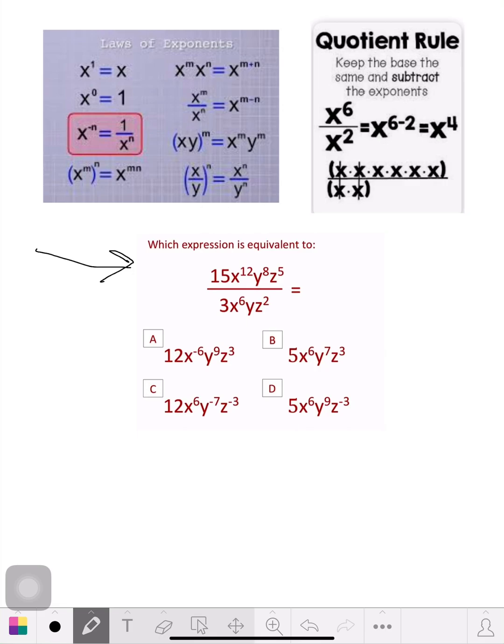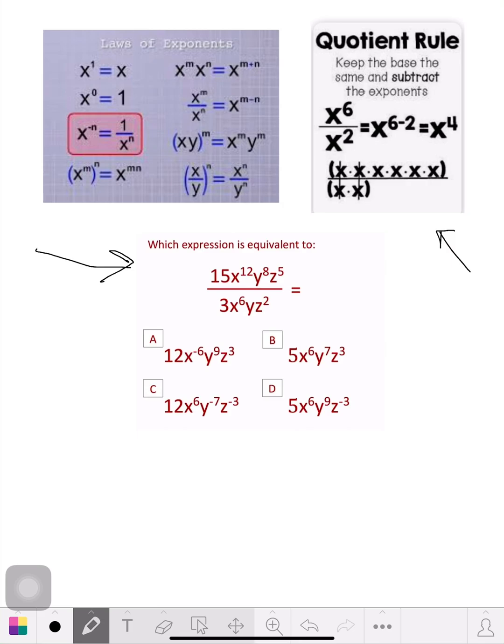The one we're going to use for this is called the Quotient Rule. And it's right here, which says if you have x raised to the sixth power over x raised to the second power, it's equivalent to x to the 6 minus 2, or x to the fourth, and that's it. Below, they showed that if you wrote all the x's out, you see how it just crosses off, so you'd come up with x to the fourth. So that's how you can visualize that.